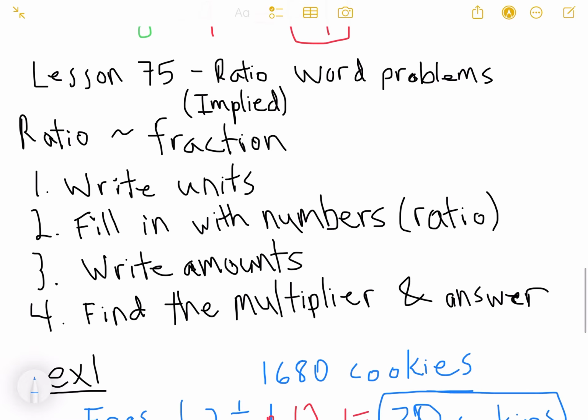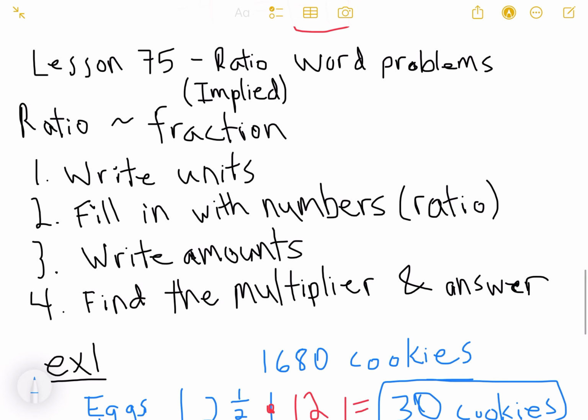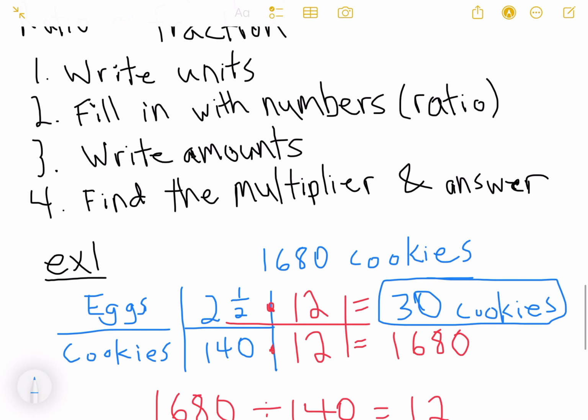Alright, so again, in review, if I have these ratio word problems or implied ratios, I'm going to remember that ratios are fractions. I can write the units, so I wrote eggs over cookies. I can fill in the numbers, the ratio, and then I can write the amounts, and then I can find the multiplier, which is this column right here. This is my multiplication column. I'm going to put an M above it just to remind myself what it is. But that's my multiplication column, and then I think we're set. So hopefully it can apply to another problem that you have in the practice or in the lesson here.